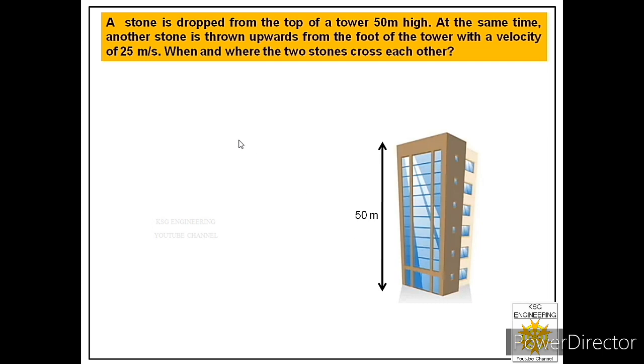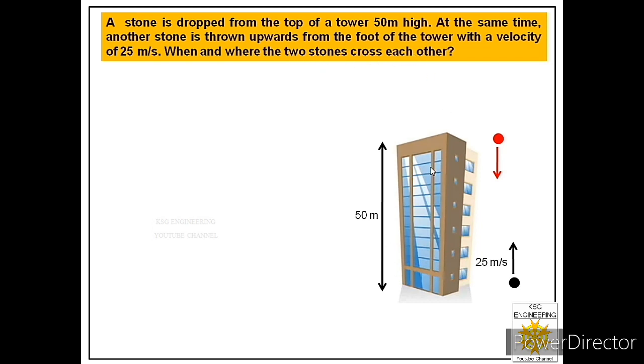So we are given one statement over here. Let us read that statement. A stone is dropped from the top of a tower 50-meter high. At the same time, another stone is thrown upwards from the foot of the tower with a velocity of 25 meter per second. When and where do the two stones cross each other?